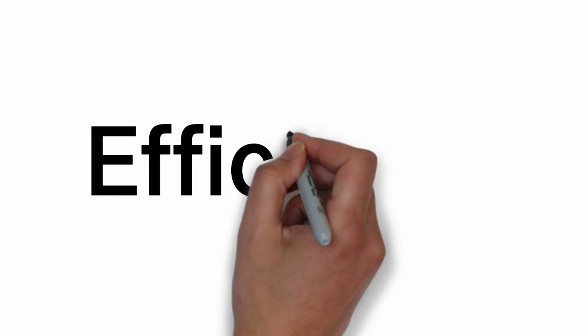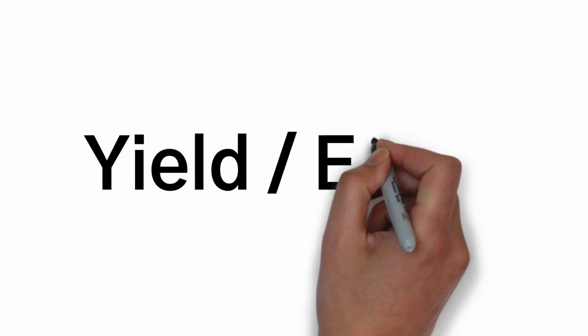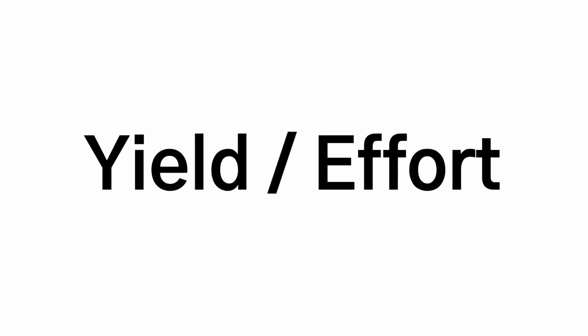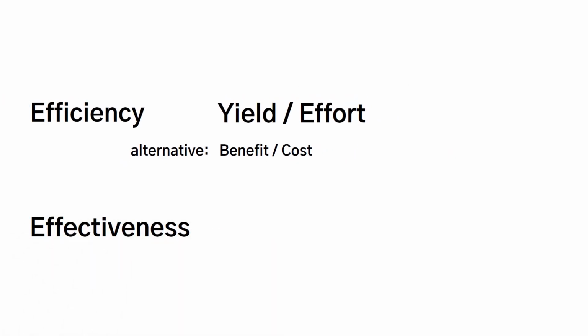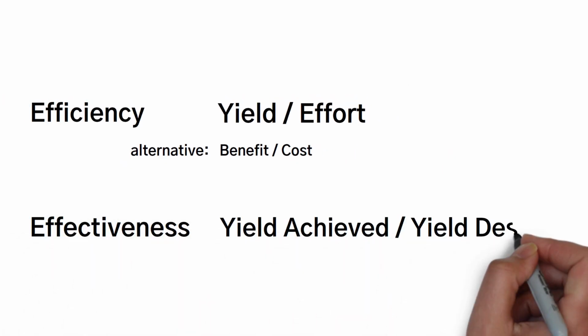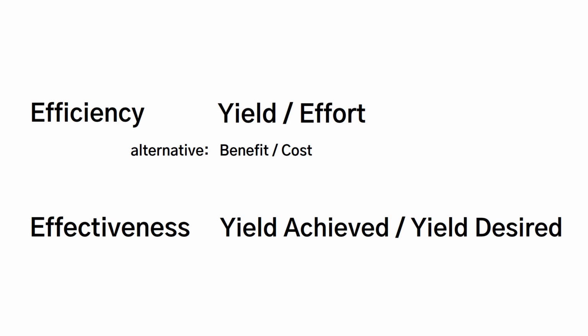First of all, efficiency and effectiveness are two very generally defined terms. Efficiency or productivity is the relationship between the yield that is achieved and the effort that is required for it. You could also call this the benefit-cost ratio. Effectiveness, on the other hand, is the ratio of the yield achieved to the actually desired yield. This defines a degree of goal achievement.